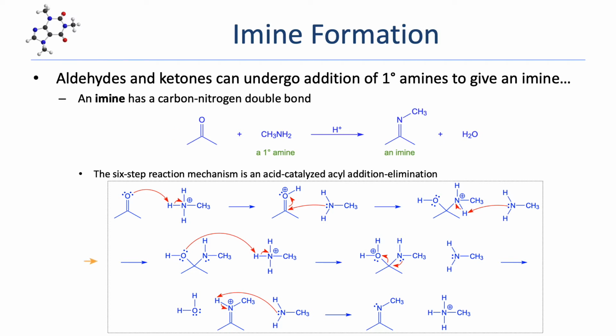The reaction mechanism is a six-step acid-catalyzed acyl addition elimination. The first two steps involve the protonation of the carbonyl oxygen and nucleophilic attack of the amine onto the carbonyl carbon. The order of these first two steps is actually highly debated. Here, I show protonation of the carbonyl oxygen first, followed by the attack of the amine onto the carbonyl carbon.